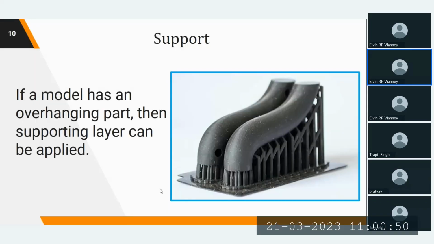The next one is support. If the model has an overhanging part, if it is hanging, then it definitely needs a support. For that purpose, we can give some supporting elements, like supporting pillars, supporting columns, and so on. Based on the size and shapes, we can change it in our slicing software.